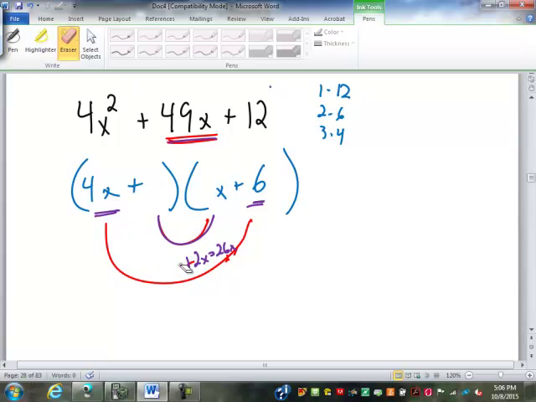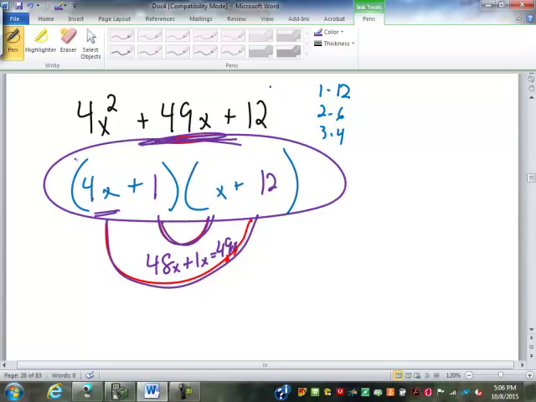So I'm going to get rid of the 2 and the 6. 1 and 12, where do I want the 1? First and the 12 here. Again, so the 4x combines with the 12. 4x and 12 make 48x. 1 and x makes 1x. That does add up to 49x.